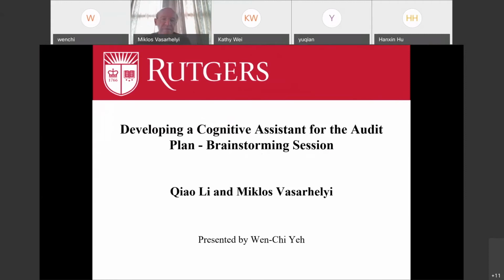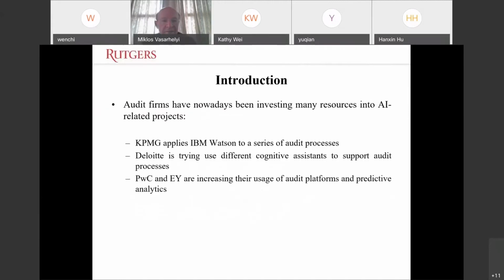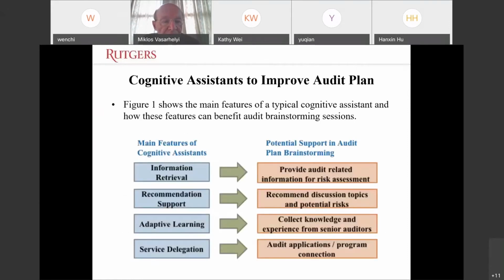This paper is developing a cognitive assistant for the audit plan in the brainstorming. And this is an interesting paper and in the beginning stages introduced by Professor Miklos and Professor Lee. I think I can just jump into the design for this paper. Okay, so this is the cognitive assistant to improve the audit plan.